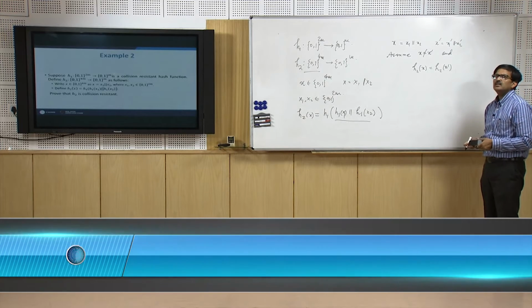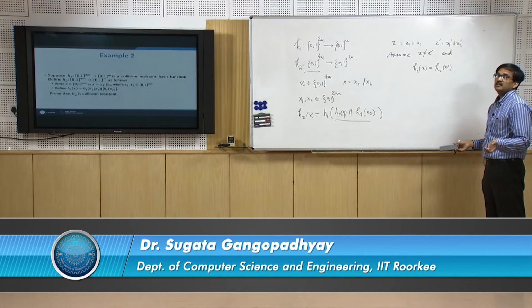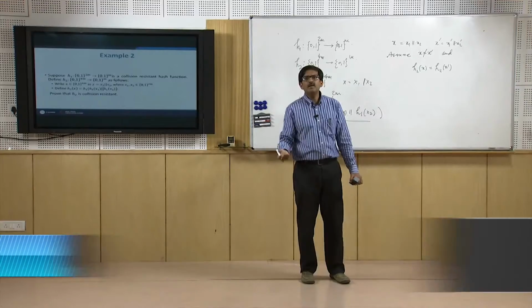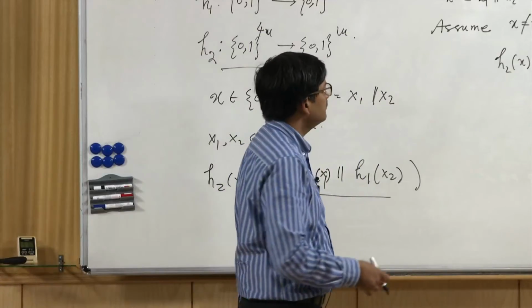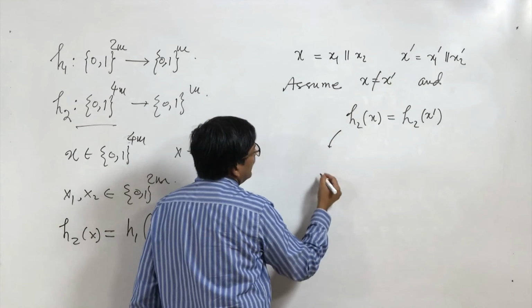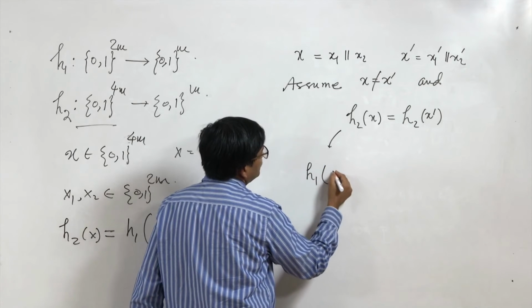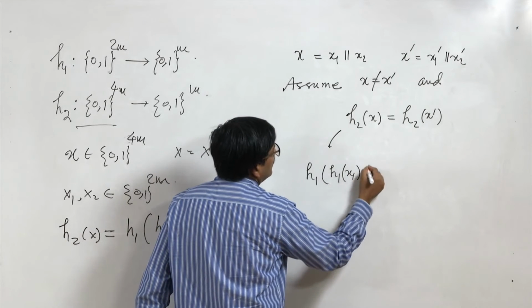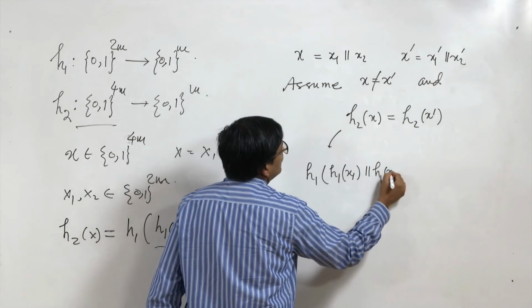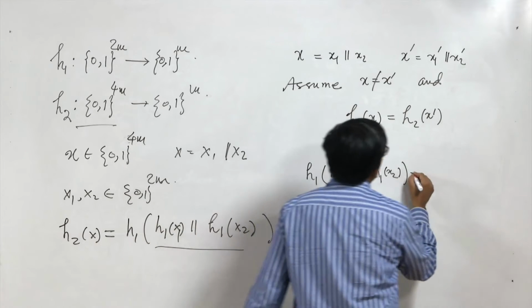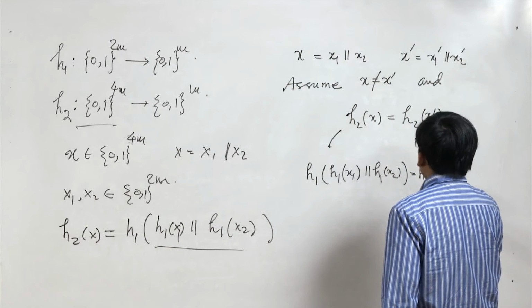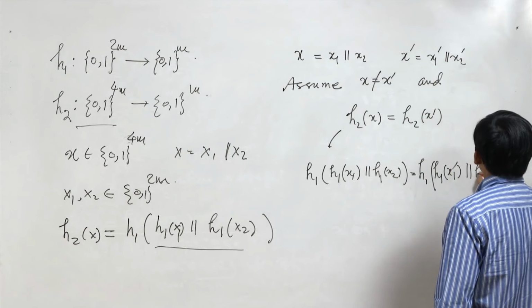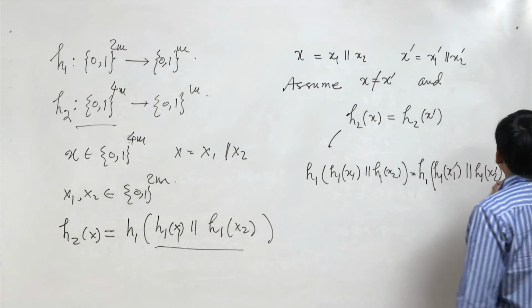Now, let us try to see what are the logical consequences of this assumption. So, if this is true, that if I am able to find a collision in H2, then from this I will have H1(x1) concatenation H1(x2) is equal to H1(x1') concatenation H1(x2'). This is my definition.